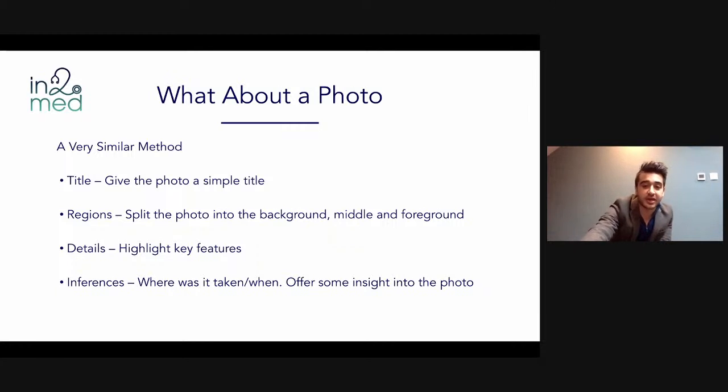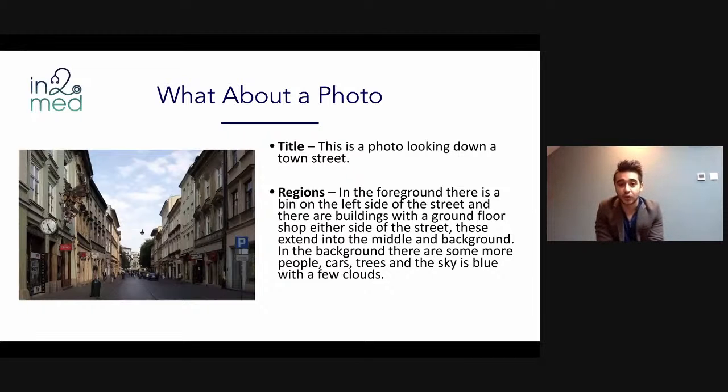So again, we'll just do that quite quickly. Title. All it is, is a photo looking down a town high street. That's all I can really say about it. But as soon as I say that to you, you'll have your ideas of what a town high street looks like. So you'll be able to get a general idea if you've never seen this before.